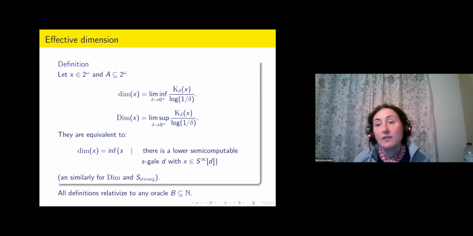And once you have this K of delta x, so remember, Kolmogorov complexity of x at precision delta, then the constructive dimension, or effective dimension, as most people usually call it, is just the ratio of K of delta x over the logarithm of 1 over delta. So for instance, if delta is 2 to the minus n, you would get the usual denominator of n. And if you take the lim inf when delta goes to 0, you get the effective dimension. And if you change this lim inf by lim sup, you would get the strong effective dimension.